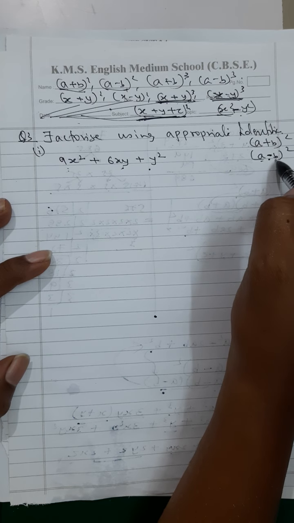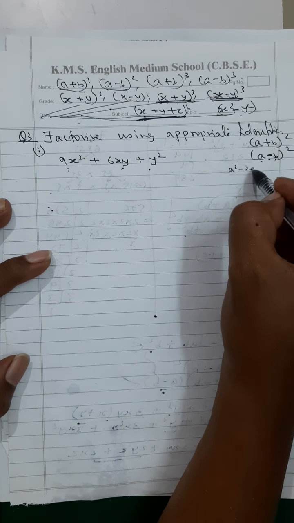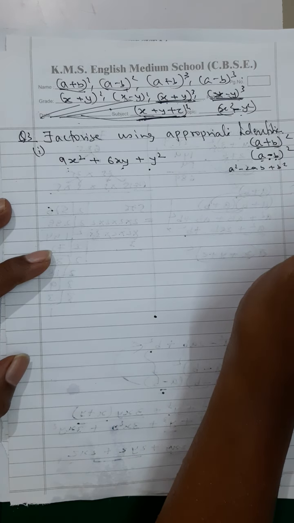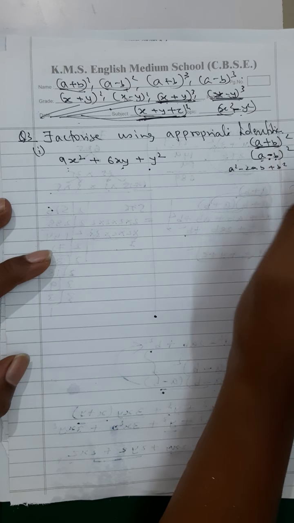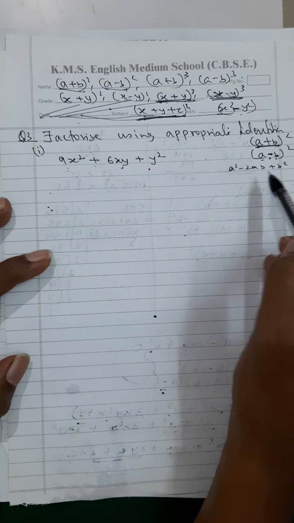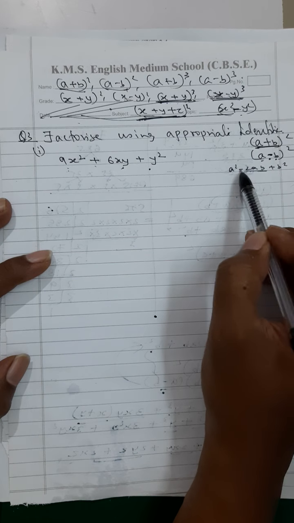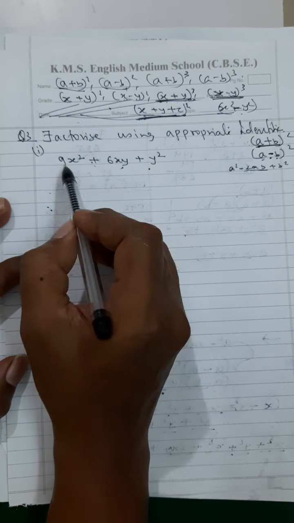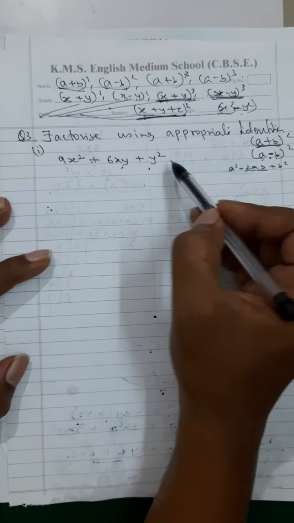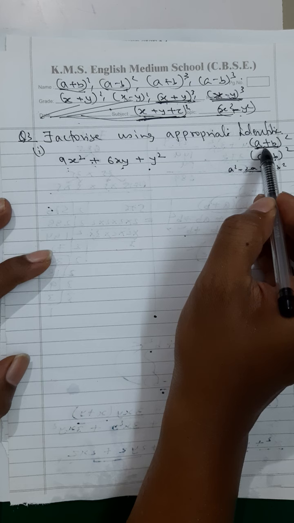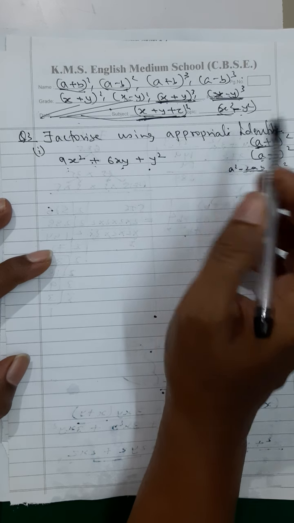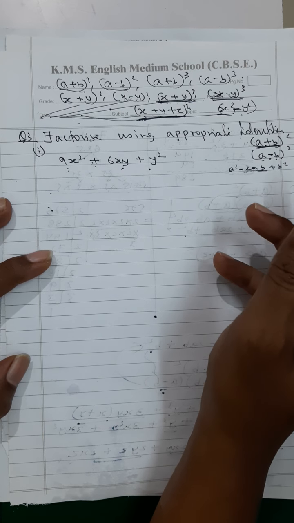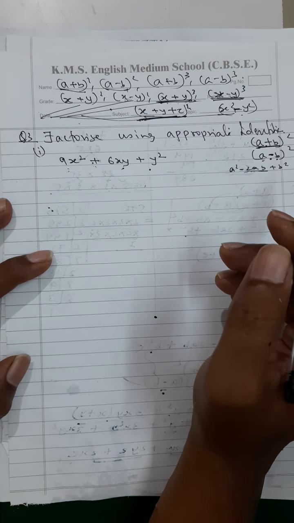Because you know a minus b the whole square is equal to a square minus 2ab plus b square, where here it is always plus everywhere. In a plus b the whole square, the sign of the middle term is always plus, and in a minus b the whole square, the sign of the middle term is always negative. So here the sign of the middle term is plus. So there is a very huge chance that it can be converted to a plus b the whole square. Okay, my dear student, all these things you have to think, you have to see, visualize before you start solving these types of problems.